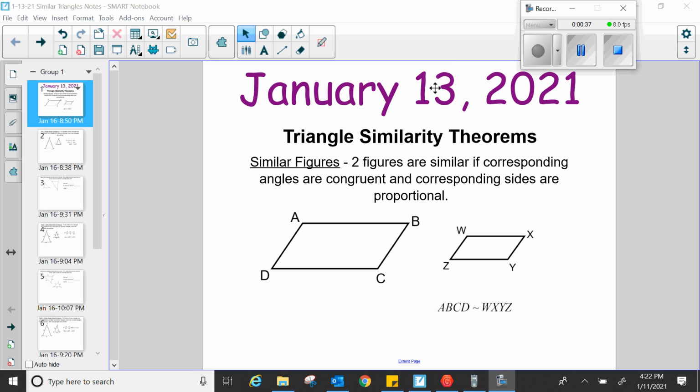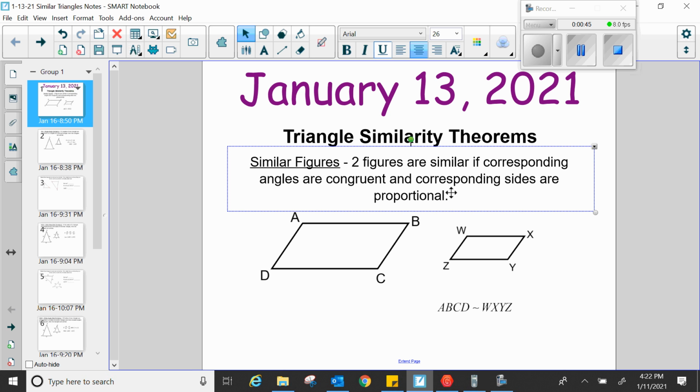So what we've been doing is we've been doing similar figures. And if you look on the screen, it basically tells you everything we've been doing right here in this little box. It says two figures are similar, basically if their corresponding angles are congruent, and if their corresponding sides are proportional. So I've always told you you have to check for those two things. If those two things aren't true, then you can't say they're proportional.